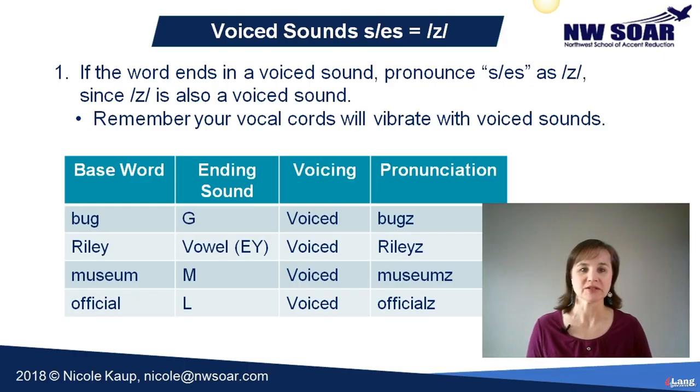In the next example, Riley, the name of the dog, ends in a vowel sound, E. Vowels are always voiced. And in this case, Riley's is possessive. So go ahead and add a Z, a voiced Z sound, to the end of the vowel, Riley's. Our next voiced word was museum. That ends in an M. M is also a voiced sound, so add a Z to make it plural, museums. Official also ends in a voiced sound, L. So again, we're going to add a Z to make it plural, officials.